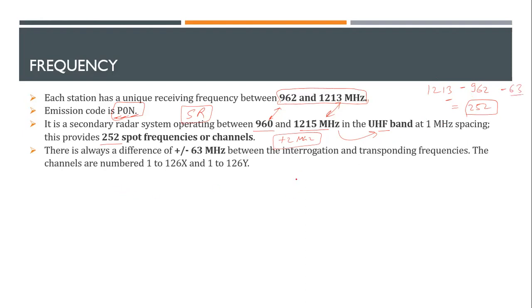Why is that? So as I told you, in our aircraft and our receiver in the secondary radar, we have two different types of frequency which are sent in. What is the difference between these two frequencies? Let's say F1 and F2. It is plus minus 63 megahertz. Now, if we do the math right now, 1213 minus 962, how much do you get?